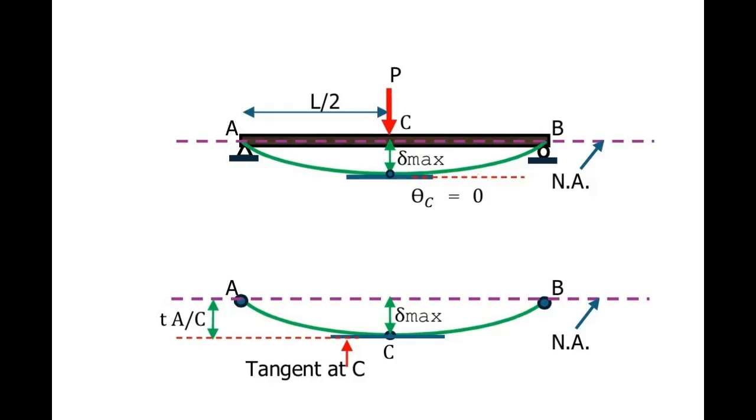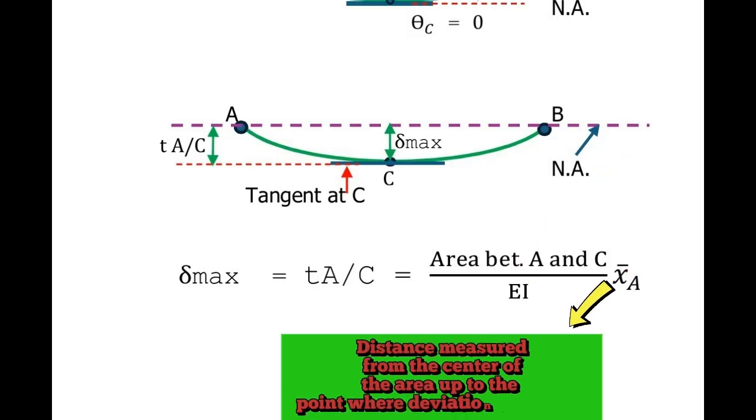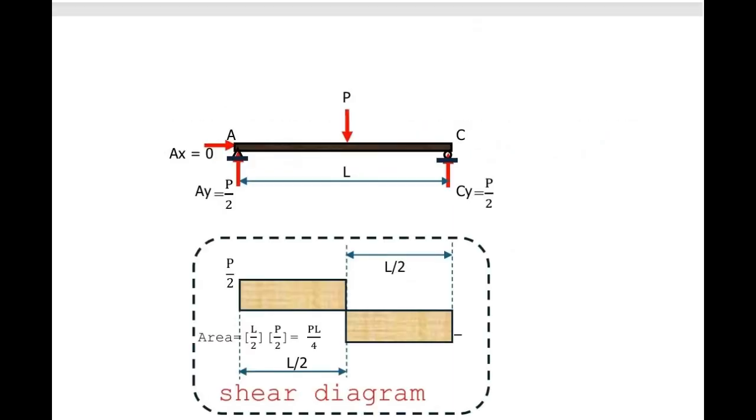It can be obtained equal to the product of area and distance. Area being defined as the area of the bending moment diagram between A and C, divided by flexural rigidity EI. Distance is being identified to be the distance measured from the centroid of the area under consideration up to the point where deviation is computed. We will now draw the bending moment diagram.